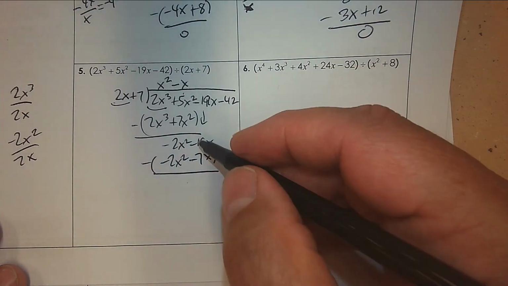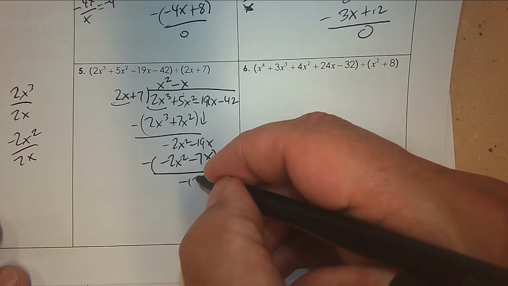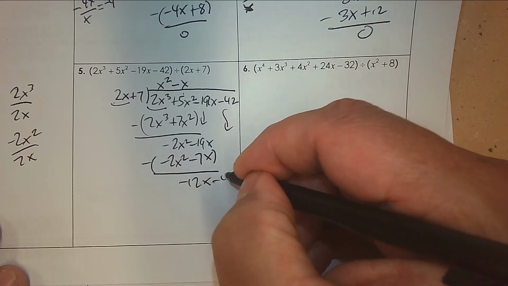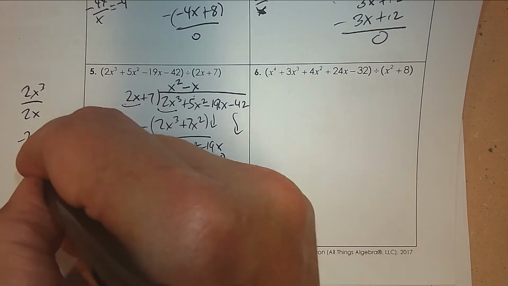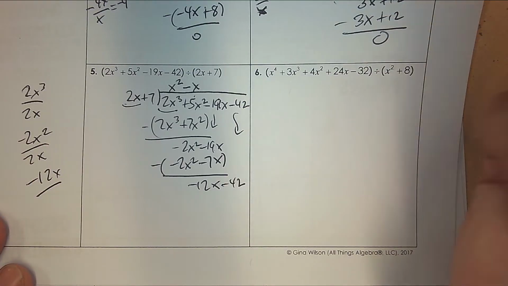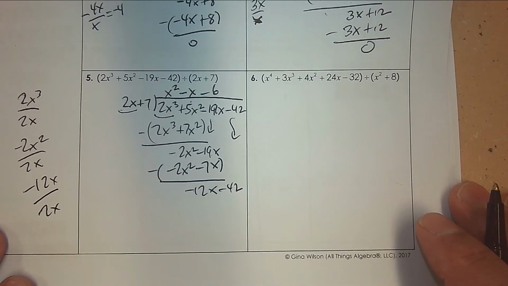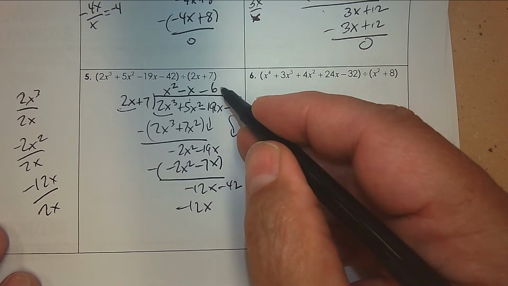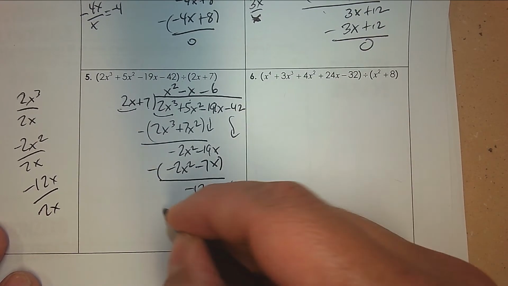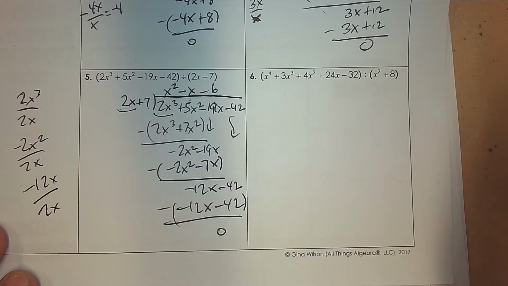So it's negative 19 plus 7. Bring down the last term. And it's negative 12x divided by 2. That gives me negative 6. Again, distribute. Negative times a positive, you get negative 42. So when you subtract that, the remainder is 0.